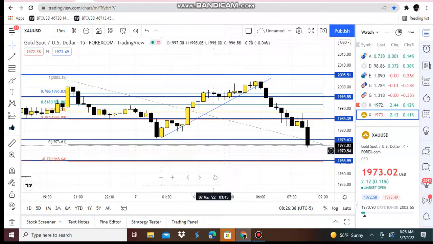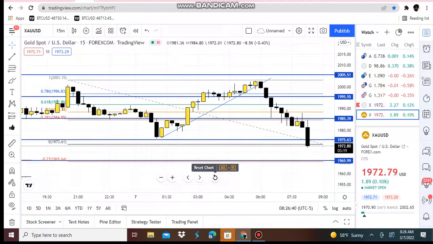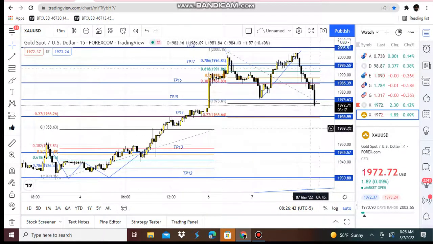So, gang, that's my analysis. That's how I would have viewed this right here, and we could see it go right back down to take profit 14. All right, gang.